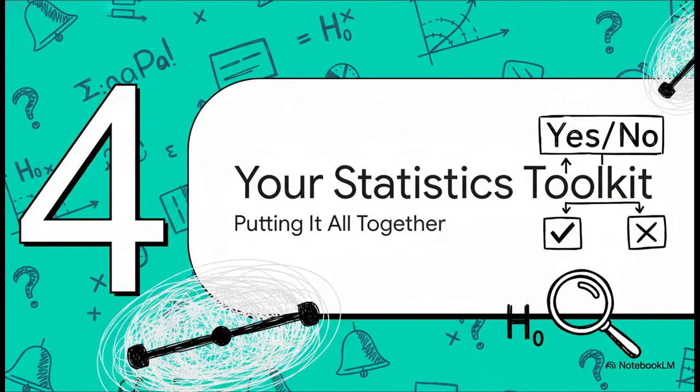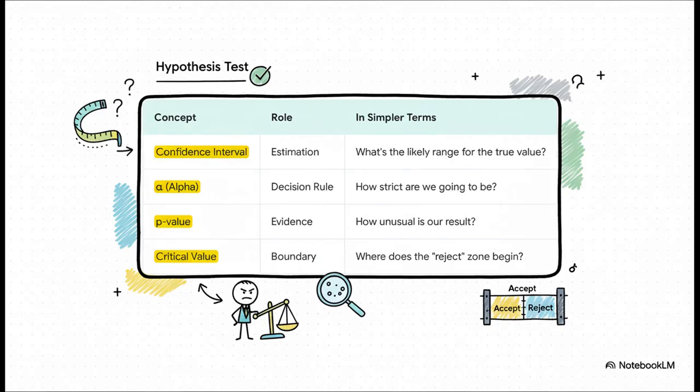Okay, wow. We've looked at all the different pieces of the puzzle. So let's put it all together now into one clear, simple toolkit so you can walk away from this knowing exactly what each part does. All right, think of this as your new cheat sheet. The confidence interval, its job is estimation. It asks, what's the likely range for the true value? Alpha, that's your decision rule. It asks, how strict are we going to be? The p-value, that's your evidence. It asks, just how unusual is our result? And finally, the critical value, that's the boundary. It asks, where exactly does the reject zone begin? See, two totally different toolkits for two very different jobs.